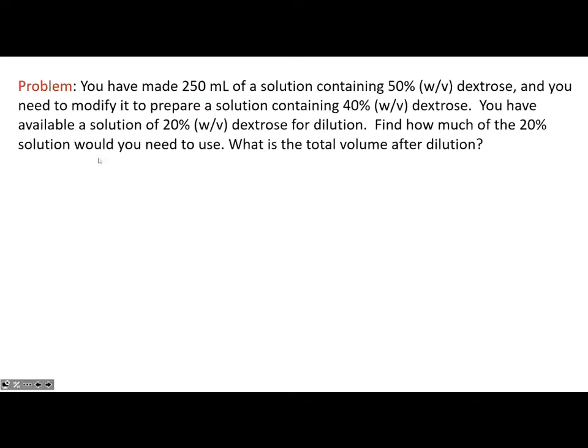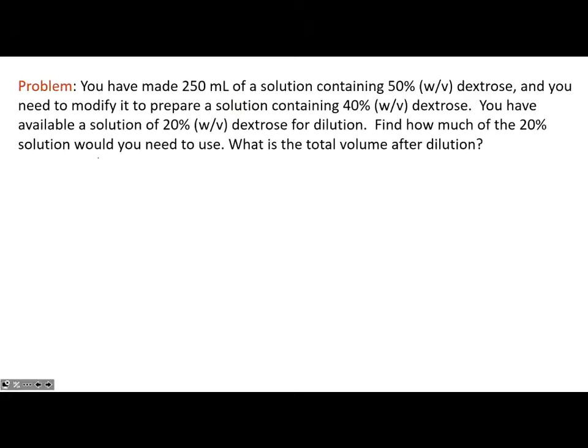Well, I like this because it is the same thing but different. It is the same setup in terms of the proportions, but the question we're going to answer is different. So let's see if you can figure out how to answer a different question with the same proportions. The question says, you have already made 250 mils of a solution containing 50% dextrose, and you need to modify it. You want to prepare a solution that, again, contains 40%, and you still have a 20% solution to mix to make that. But now what I want to know is how much of the 20% solution I would need to use to dilute my 250 mils of 50% down to a 40% solution.